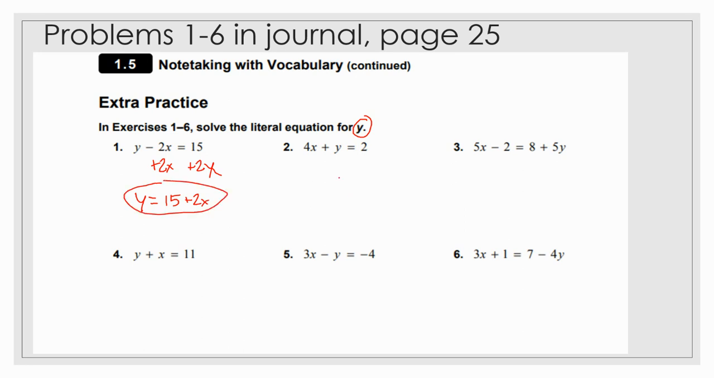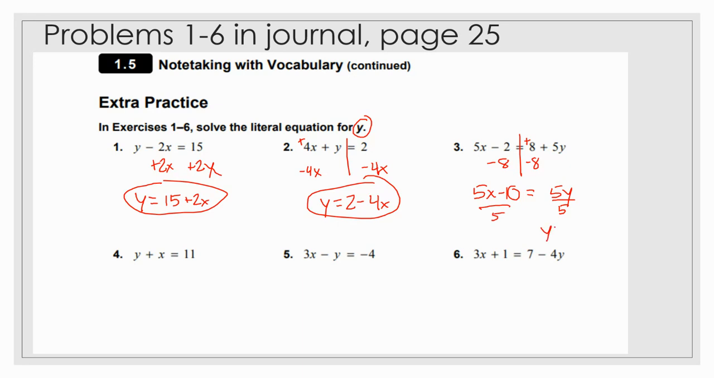Problem 2, solve for y. How do we undo this? Oh, it's positive 4x, so I'm going to subtract 4x. And I get y is equal to 2 minus 4x. Okay, solve for y in problem 3. Oh, y is on the right-hand side. Well, that means I need to first undo the 8. It's minus 8. And I can actually combine these like terms. 5x minus 10 equals 5y. And next I'm going to divide by a 5 here.